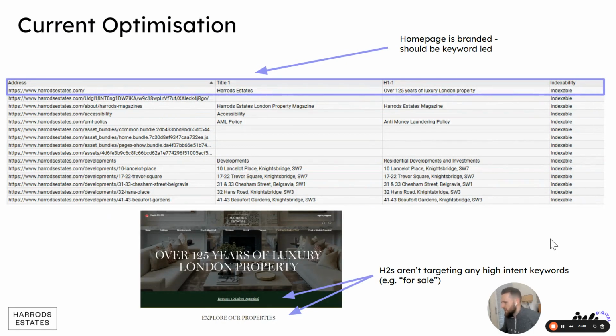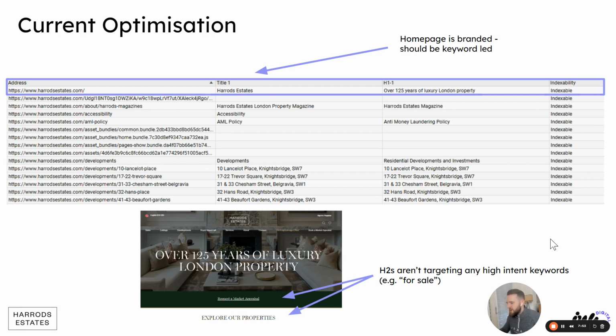The next thing I look at is the current optimization of the website. So I usually do a crawl of the website and understand what the title tags are saying, what the H1s are saying, and whether they're optimized in a way that's going to generate keyword success and improvements.